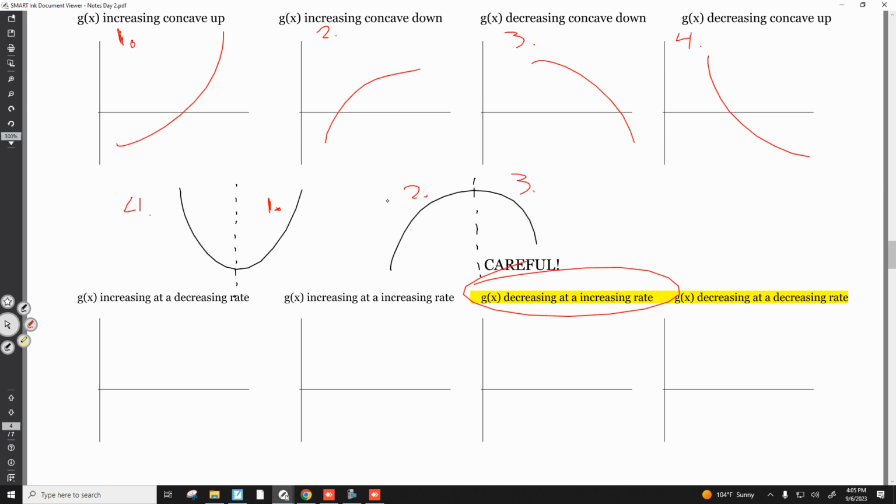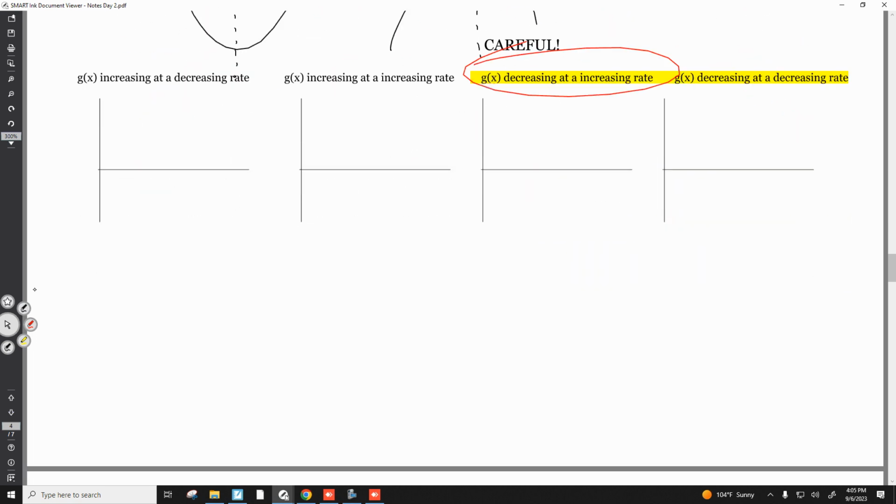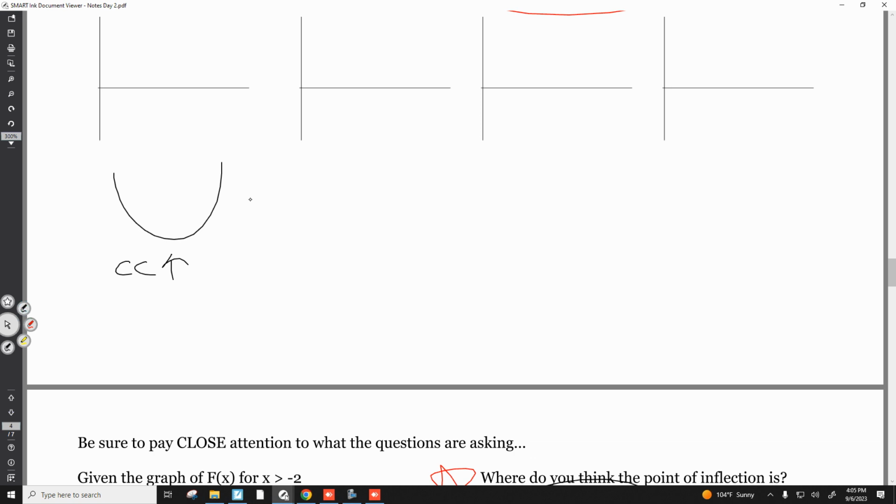Here's what's going to help you. You're going to write this down again. We already wrote it down. Here is concave up. That is concave up. What are the slopes of that graph? Are the slopes of this graph increasing or decreasing? Assign some numbers and tell me the slopes of that concave up graph. Go. Tell your neighbors.